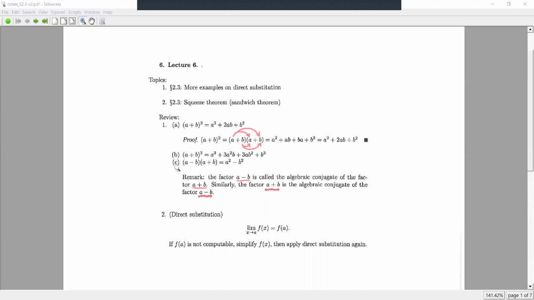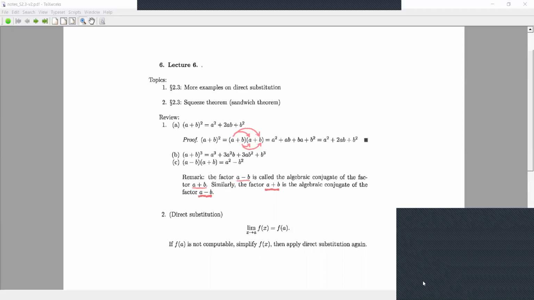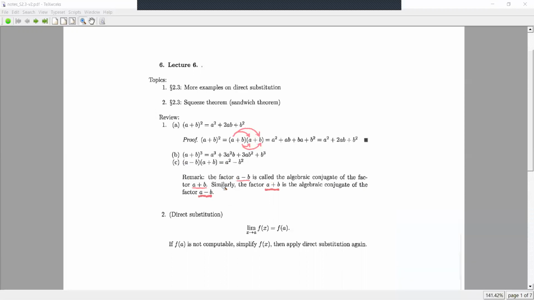One remark about formula C. People usually call the factor a − b the algebraic conjugate of the factor a + b. Reversely, people also call a + b the algebraic conjugate of a − b. So a − b and a + b are the algebraic conjugate to each other.